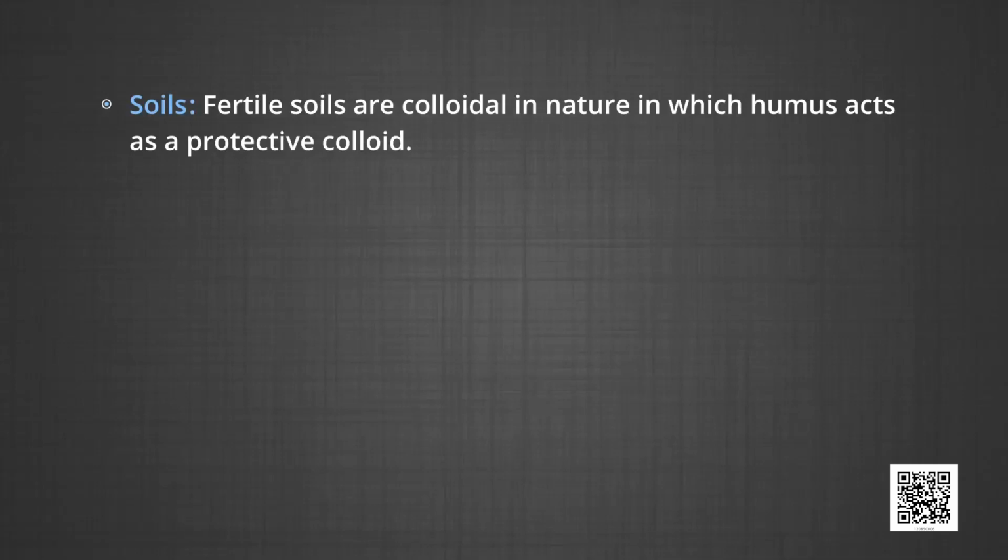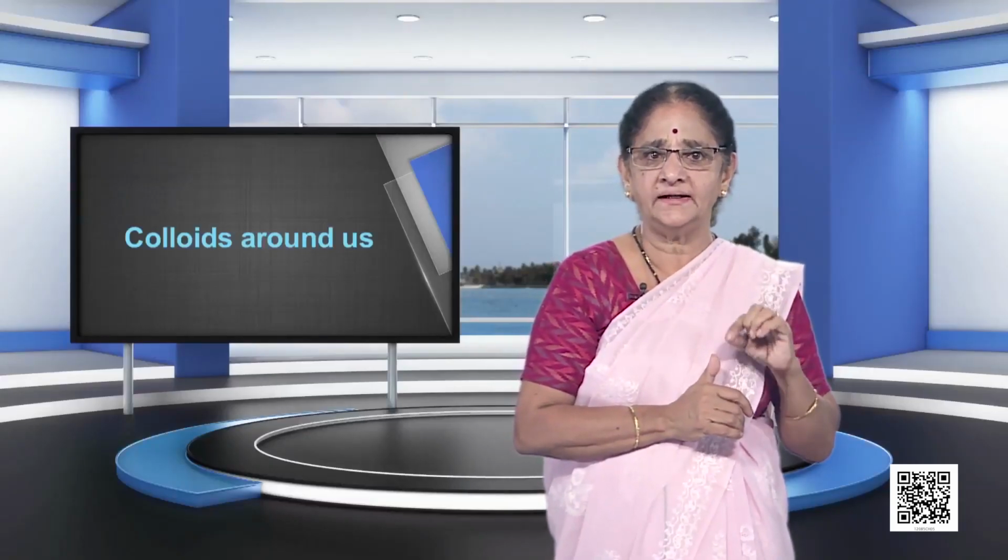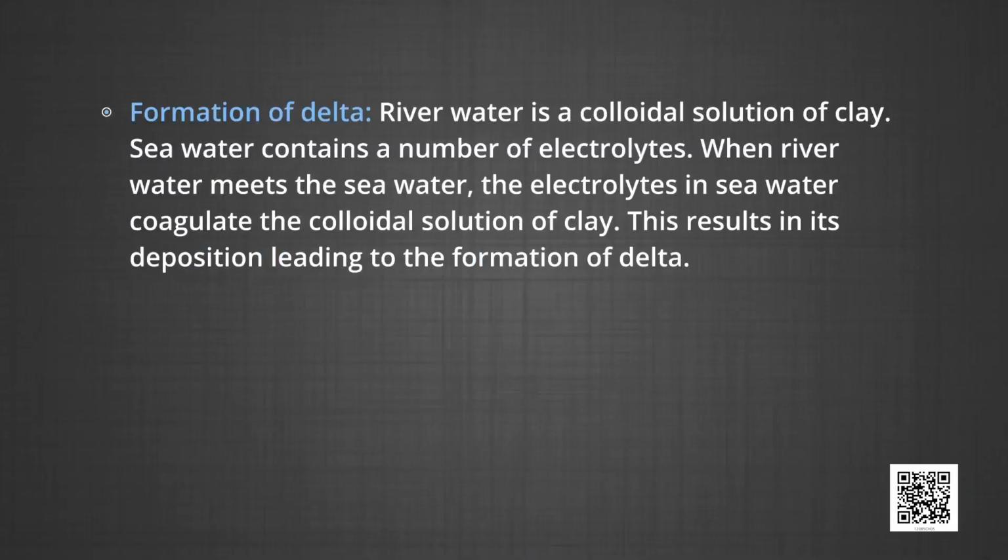Fertile soils are colloidal in nature, in which humus acts as a protective colloid. On account of colloidal nature, soils absorb moisture and nourishing materials. Number 6, formation of delta. River water is a colloidal solution of clay. Sea water contains a number of electrolytes. When river water meets the sea water, the electrolytes in sea water coagulate the colloidal solution of clay. This results in its deposition, leading to the formation of delta.